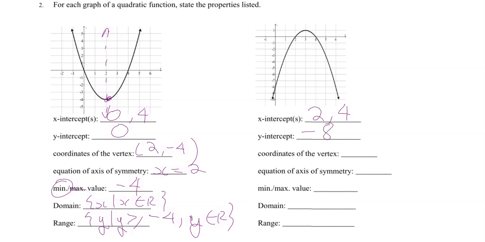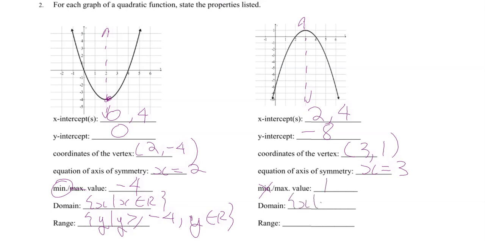What are the coordinates of the vertex? 3, 1. Remember, it's x comma y. What's the equation of the axis of symmetry? Okay, it's not 3, right? It's x equals 3. So the axis of symmetry is a line, the equation of a line that's vertical or horizontal, of the form x equals or y equals. A vertical line, up and down, is x equals, and a horizontal line is y equals. Does it have a minimum or a maximum value? The maximum value of 1.